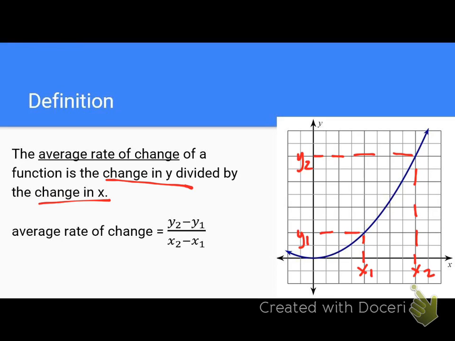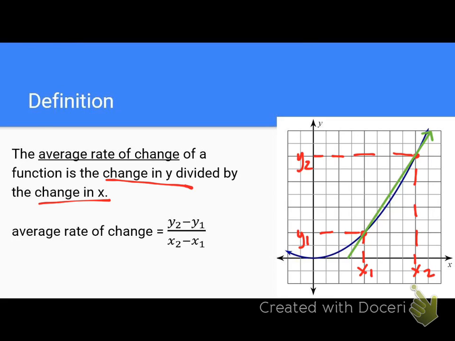Basically what you're doing is thinking, if I had a line between these 2 points, what would the slope of that line be? So this formula is just calculating slope. If there was a line between those 2 points, it would be the slope of that line. Even if there's not an actual line there, we're finding the average rate of change between those 2 points.